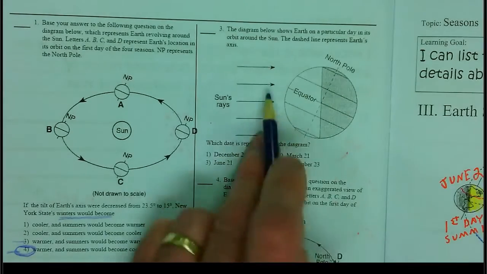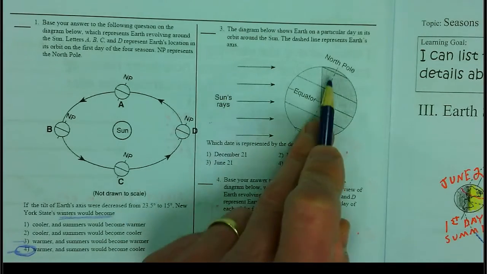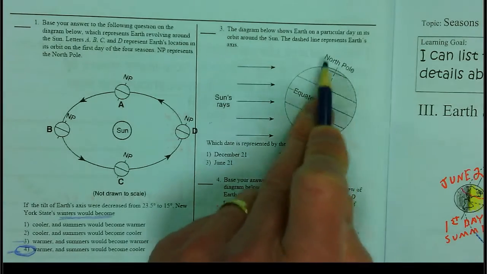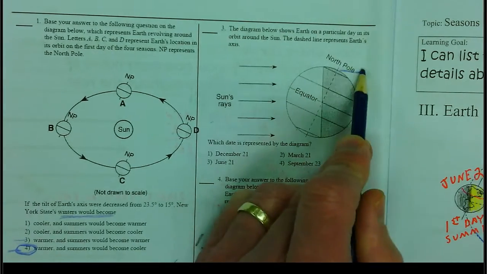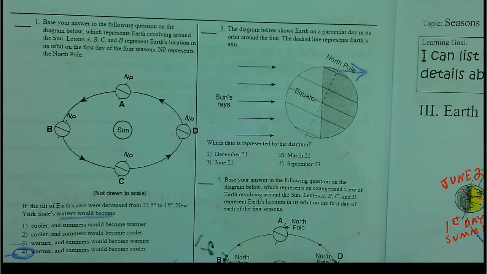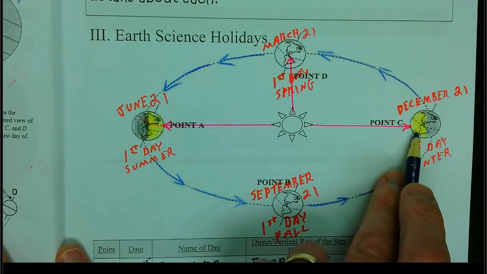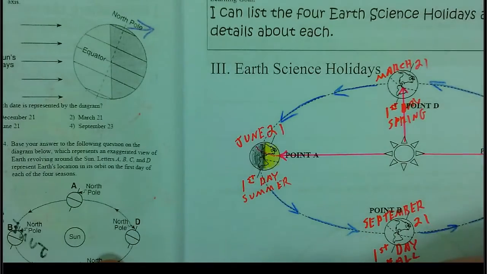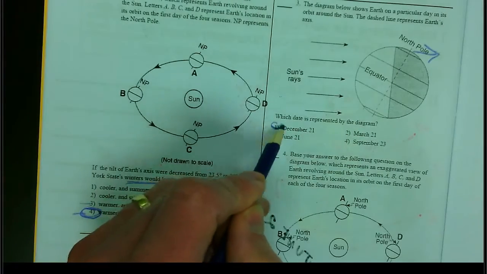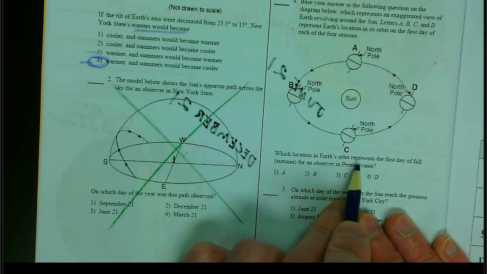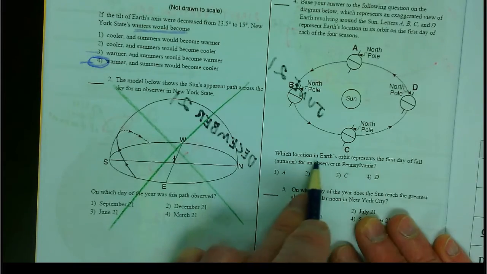Question 3. Before I even look, I see that the sun's rays are shining in this direction. There's day, there's night. The northern hemisphere is tilted away from the sun. Northern hemisphere tilted away from the sun, that's going to represent our first day of winter, December 21st. Answer 3 is 1.